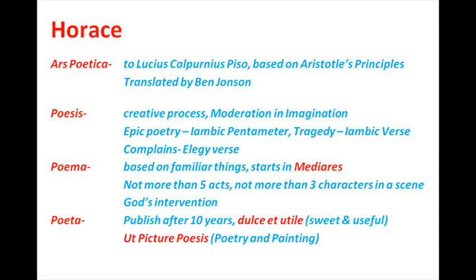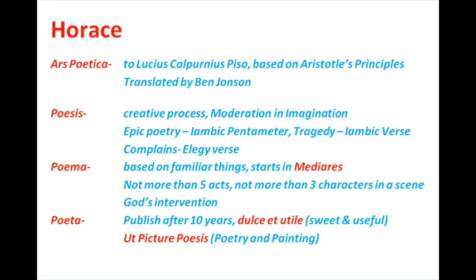But first, as a brief introduction to this work, Ars Poetica is written in hexameter and in the form of letters. So we can say that it is an epistolary work. And to whom is it written? It is written to a Roman senator, named Lucius Calpurnius Piso.